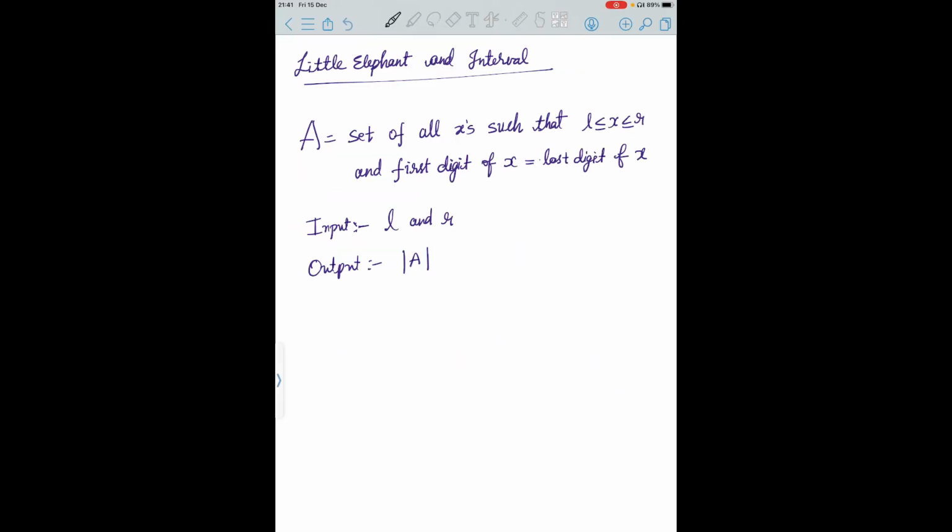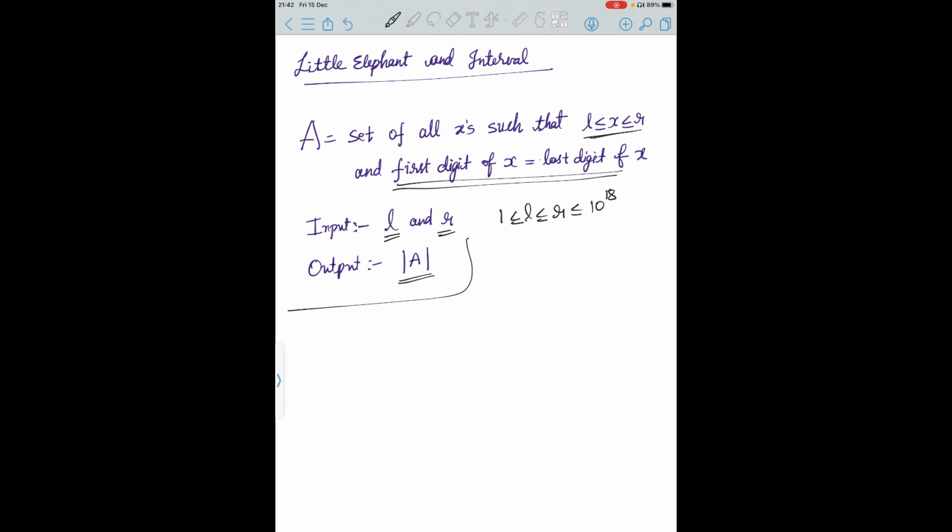So guys, you had a glance at the problem statement. Now let's see the step-by-step procedure to solve the problem. We are given L and R as input, where L and R are integers upper bounded by 10 power 18, so we can use the long data type to store these values. What we need to output is the cardinality of set A, where A has all numbers x such that these two conditions are satisfied, as mentioned in the question. So let's see how to approach this.